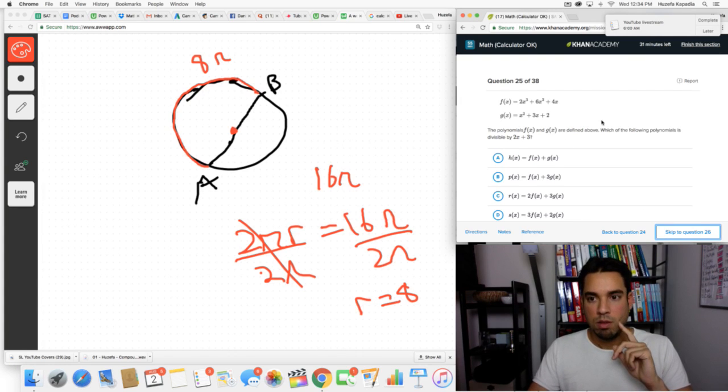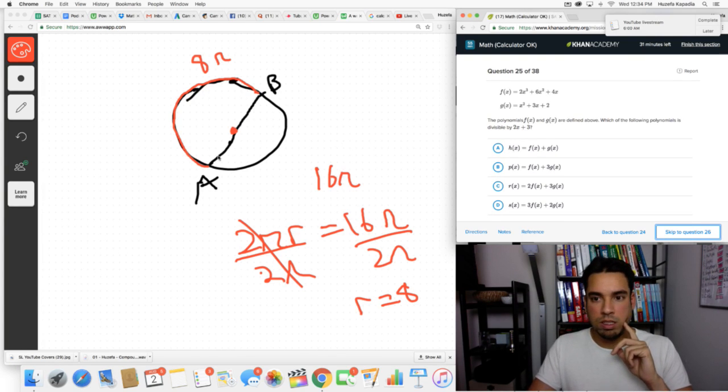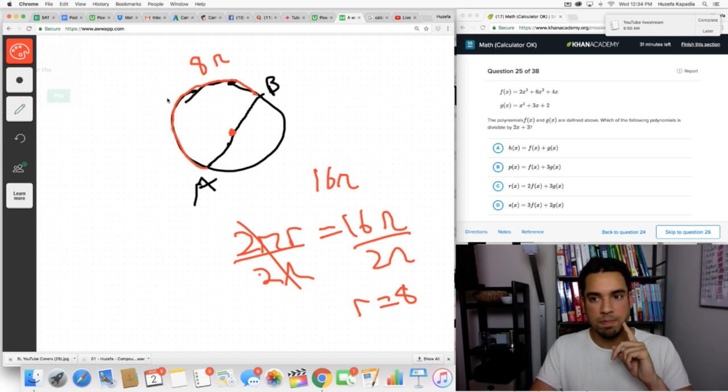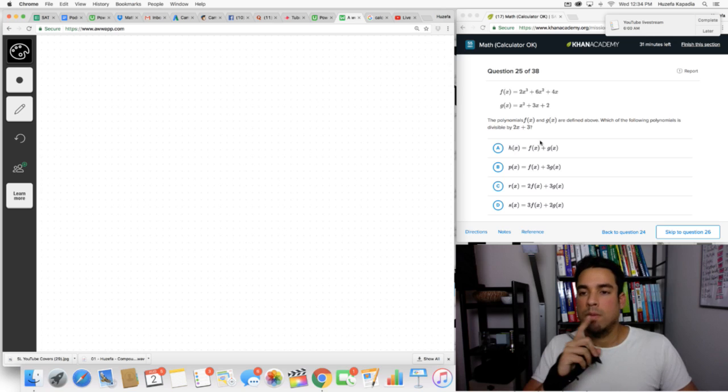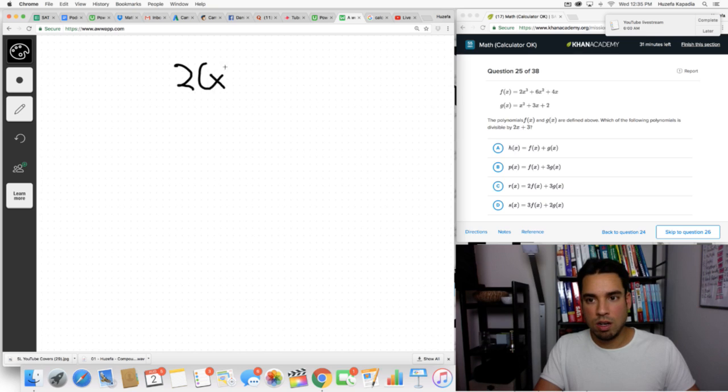25. The polynomials f and g are defined above. Which of the following is divisible by 2x plus 3? We could do a little synthetic division. No, let's factor these guys. Oh wait, they're talking about some combination. So let's see. We want to know which one's divisible, and they're saying we add these guys, or we do all this. How do we do this strategically? Let me try and factor, and I'm gonna see if this makes more sense that way. I'm not sure how to exactly approach this.